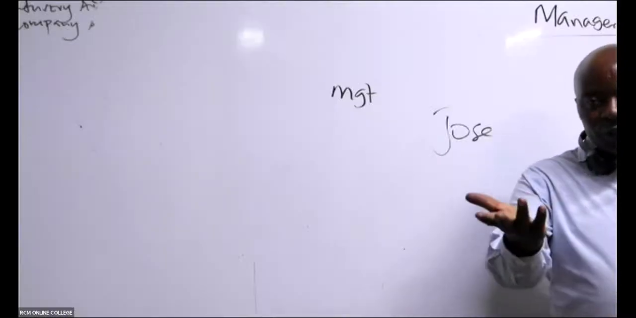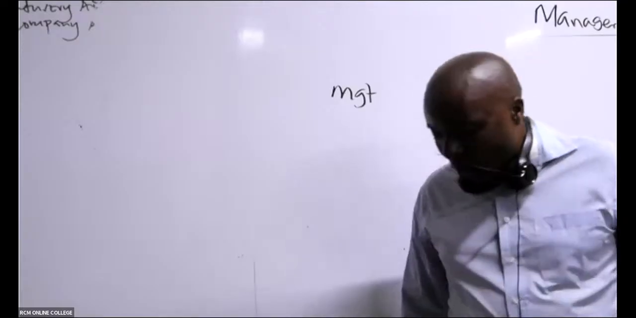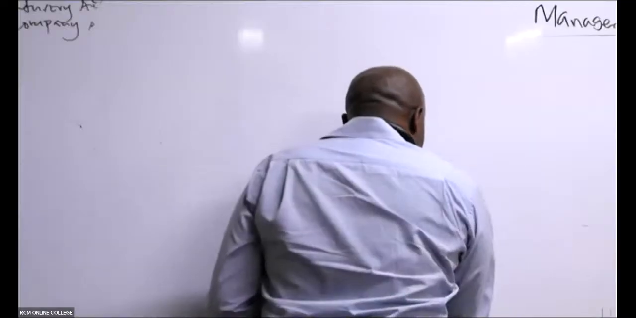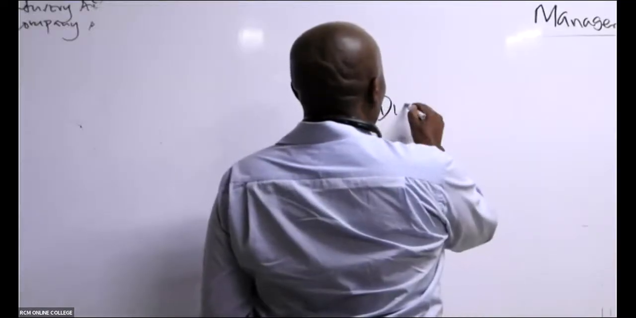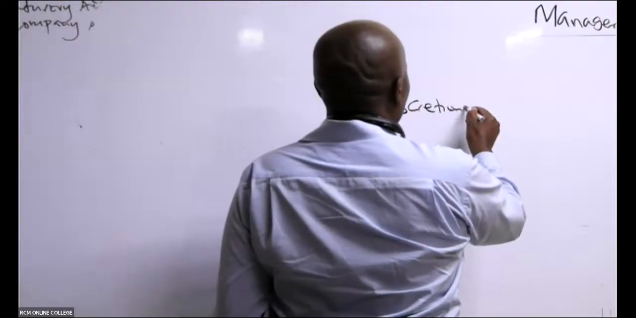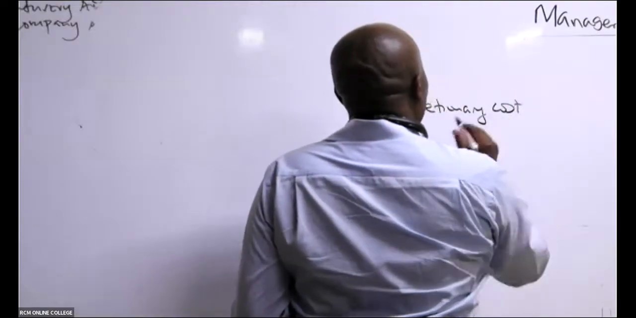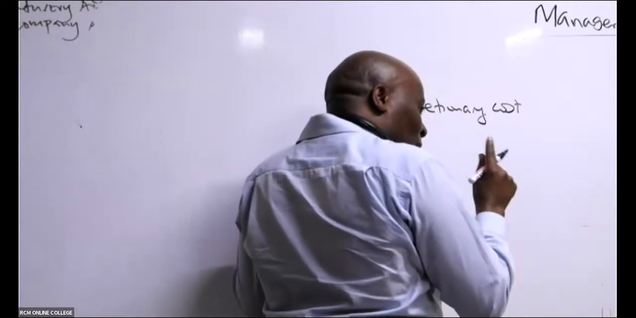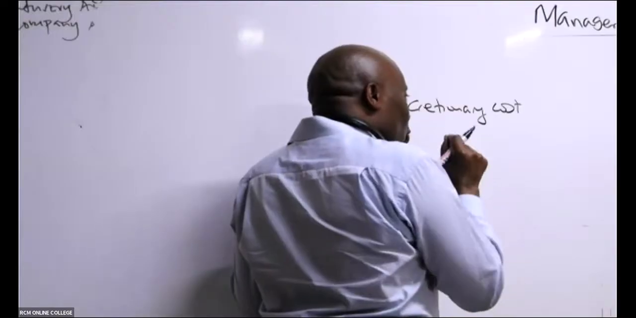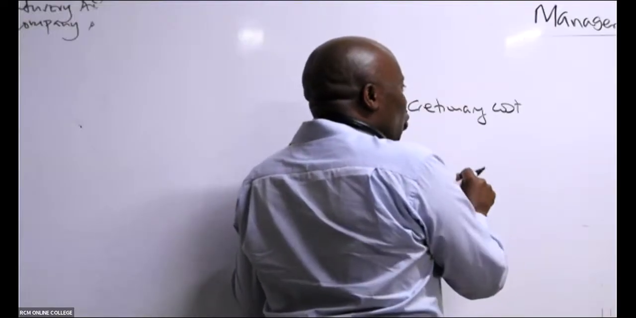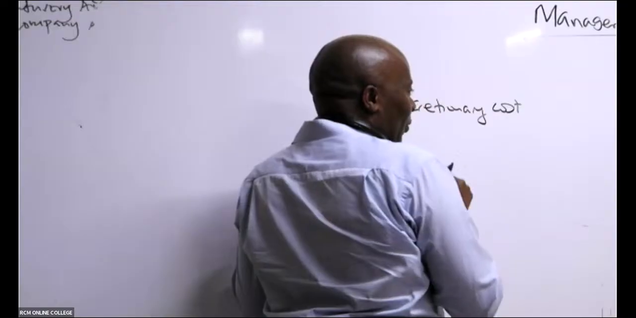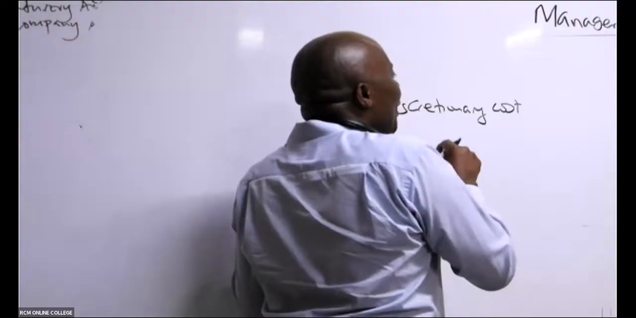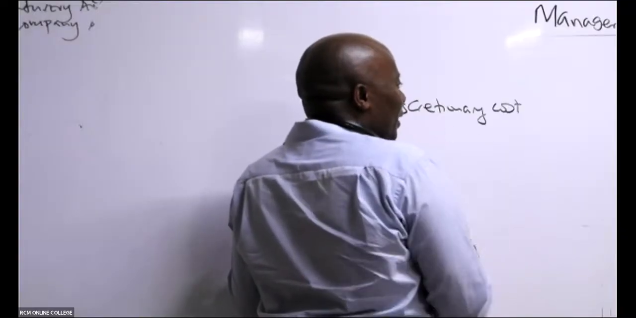So many students have always gotten this discretionary costs definition wrong. Whenever you hear about discretionary costs, these are basically those costs that can only be incurred if the management wanted them to be incurred. If the management do not want them to be incurred, then these costs will be avoidable. They are incurred at the discretion of the management.